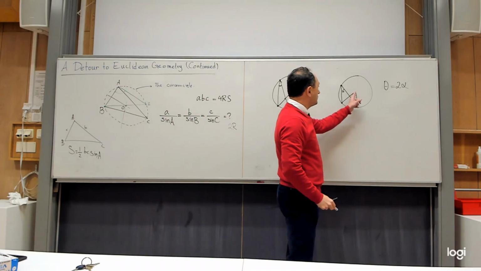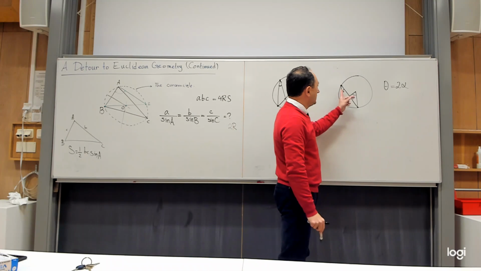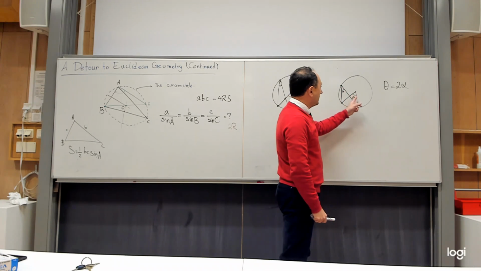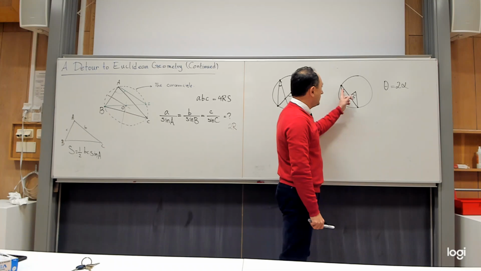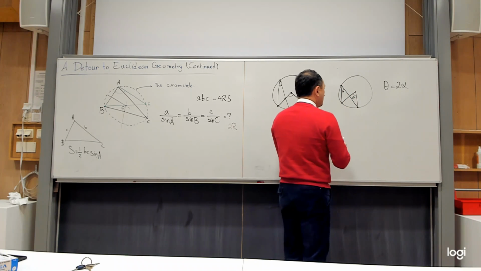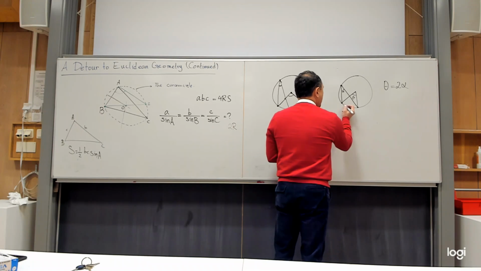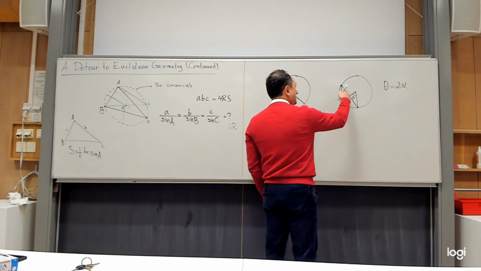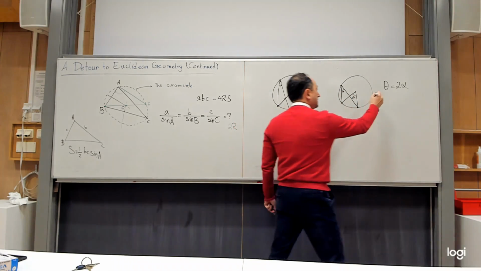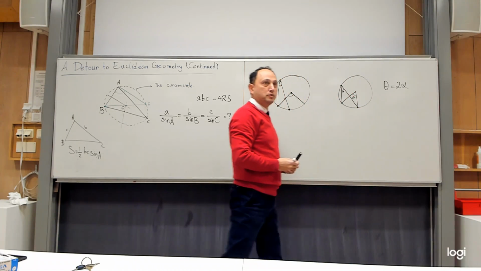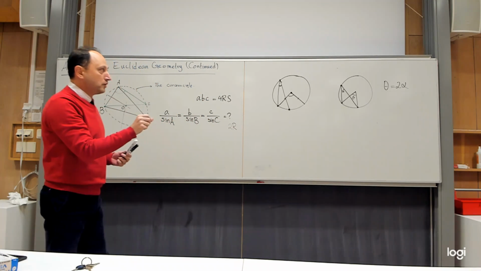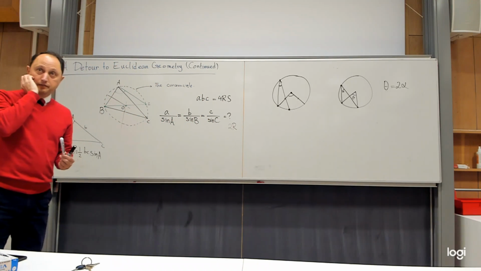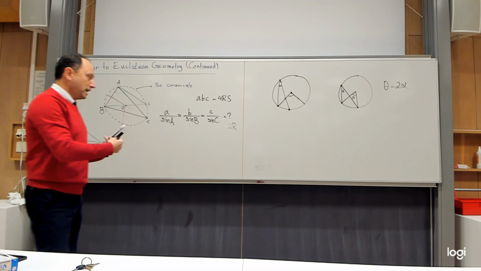So if I have two angles, one inscribed, the other one central, but both of them subtend the same arc, then the sizes of these two are related by a very nice, simple relation. Yes? So the inscribed one is half of the central one. Yes? Okay, now let me ask you another thing.